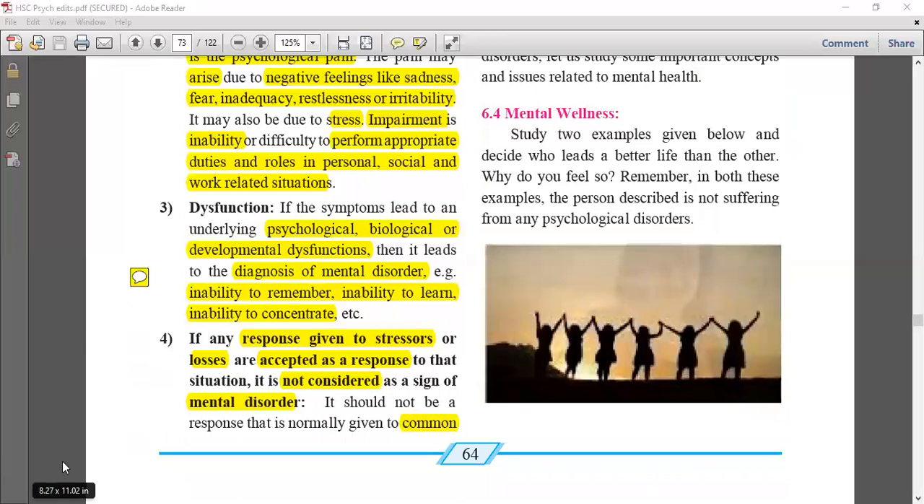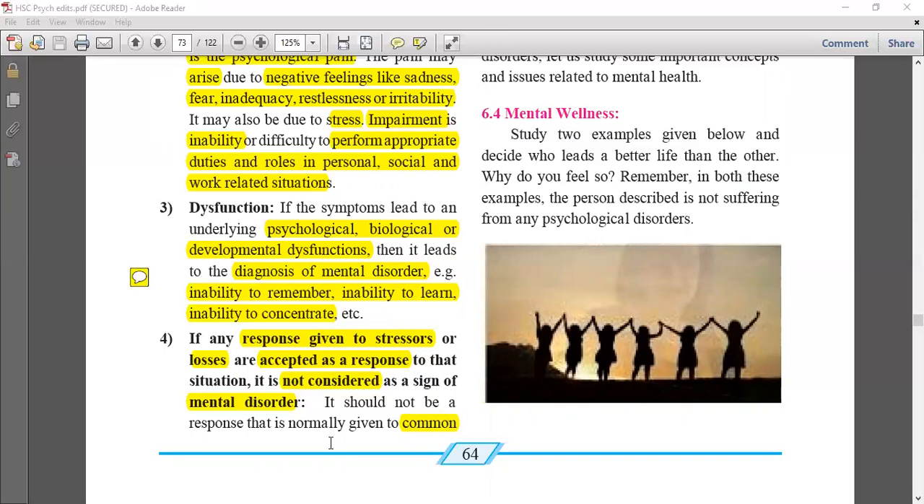They lead to psychological, biological, and developmental dysfunctions. So you may not be able to do certain things, including biological things. Say, a lot of infertility issues these days come because of stress or because of mental health related issues. So that leads to a proper dysfunction. You're unable to remember or concentrate. You can't learn, or you can't even do certain biological things.